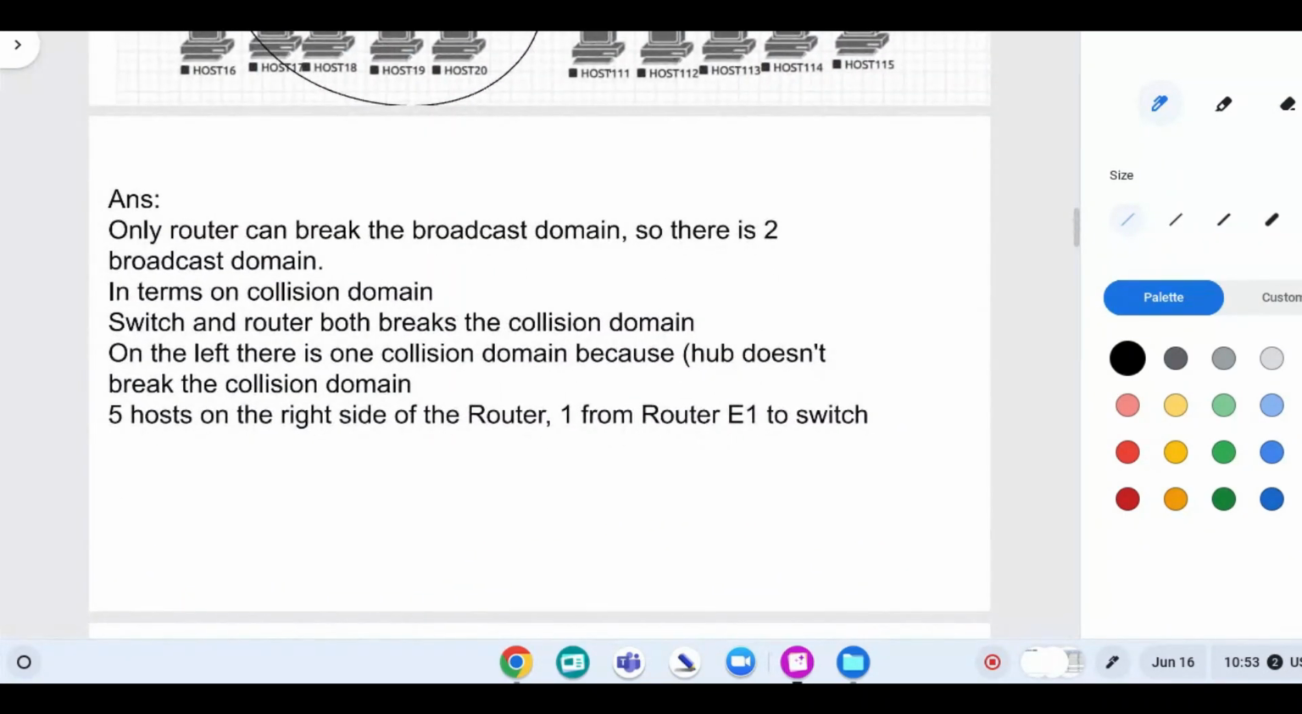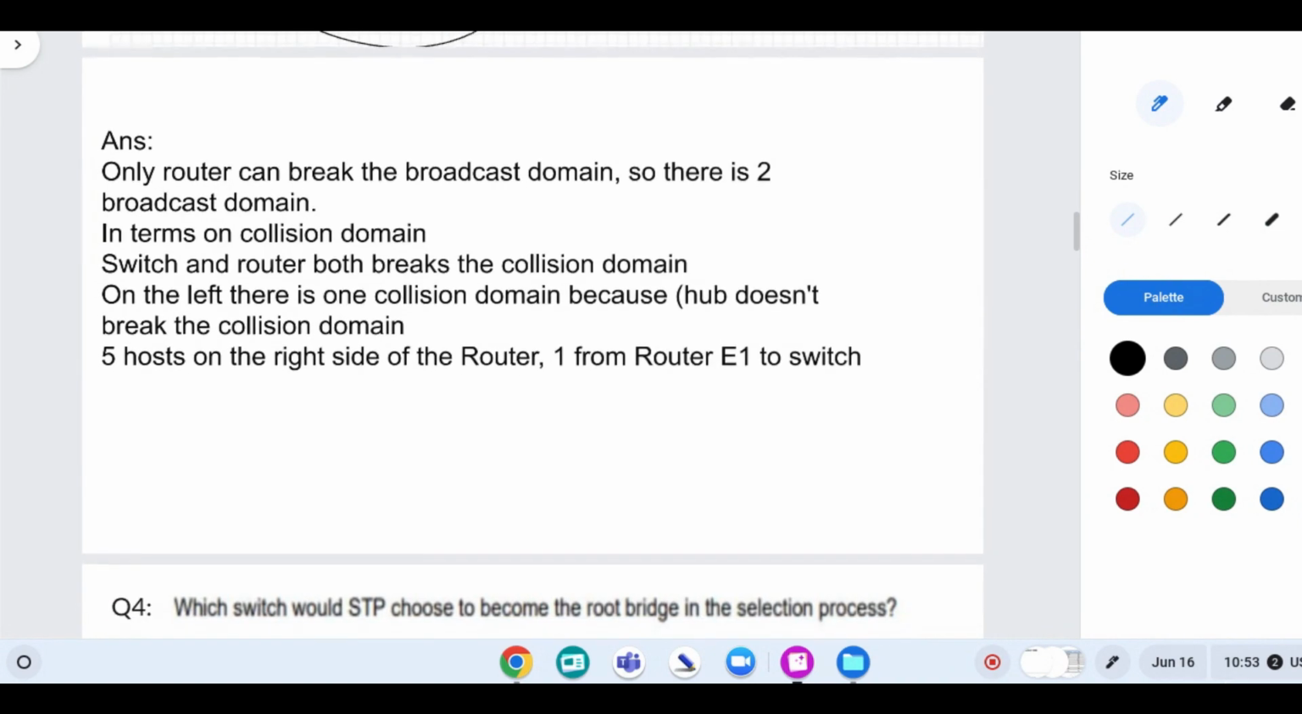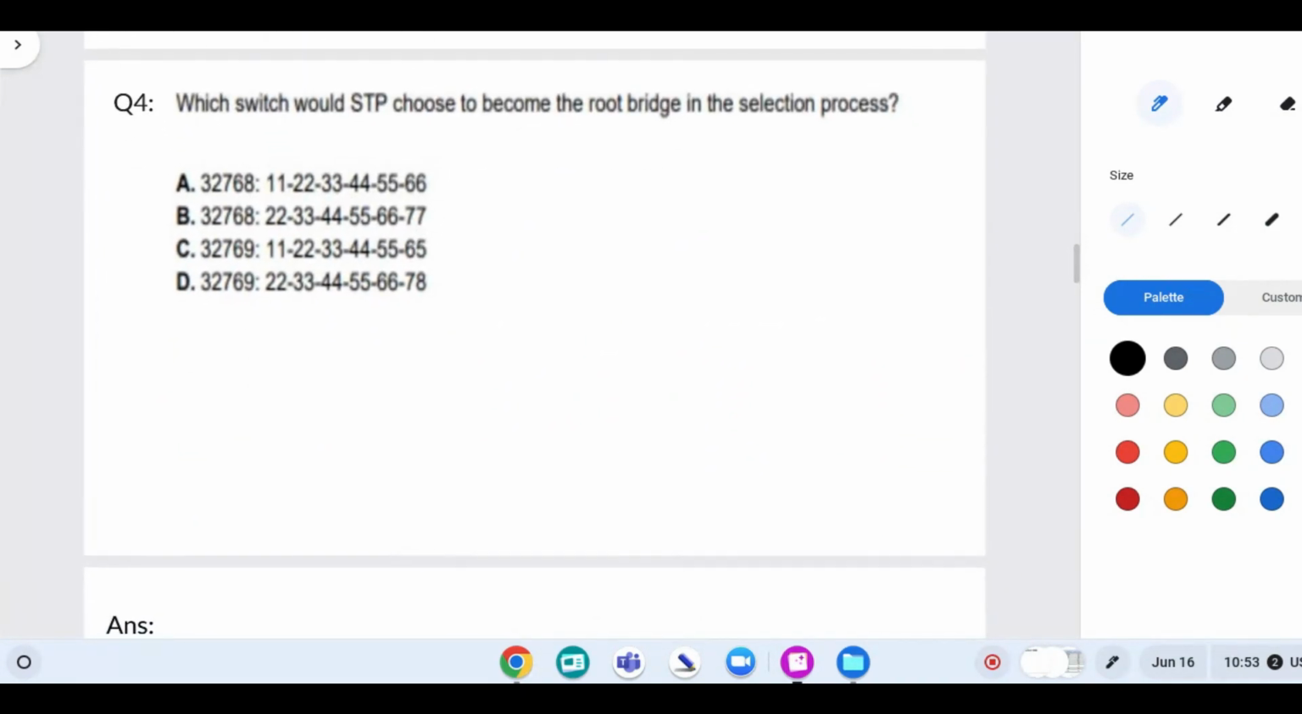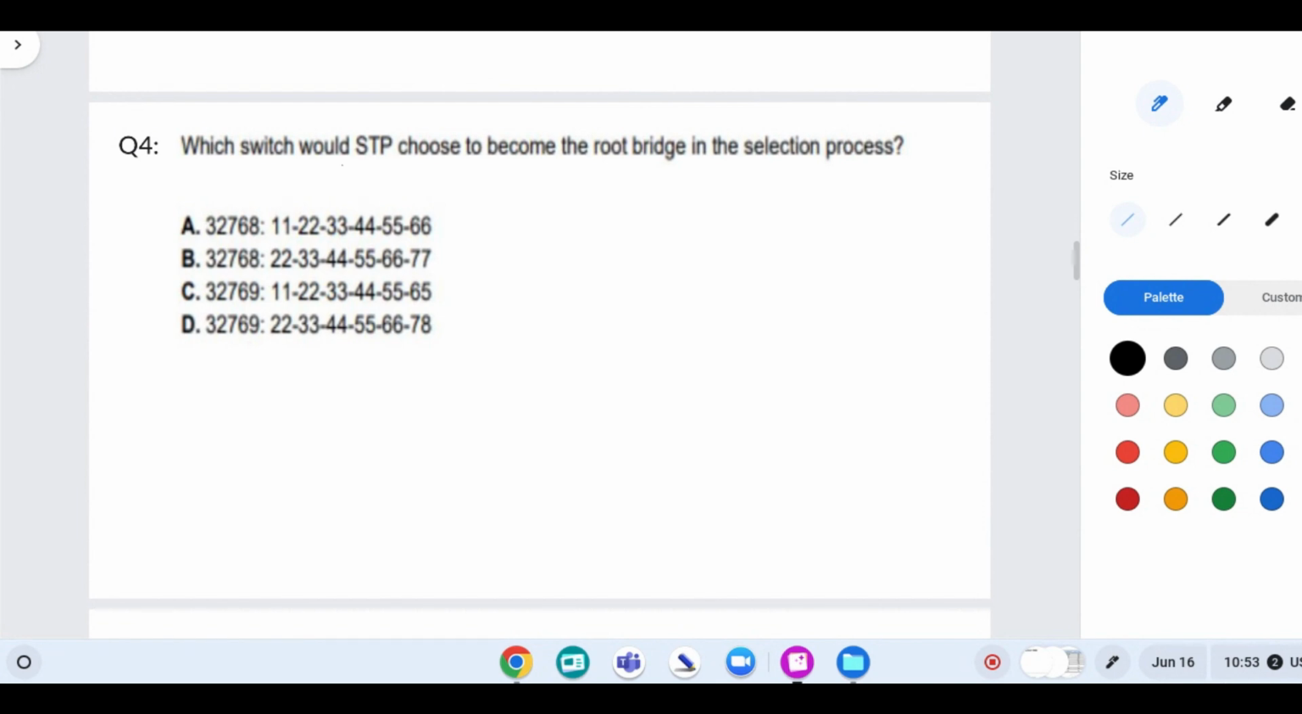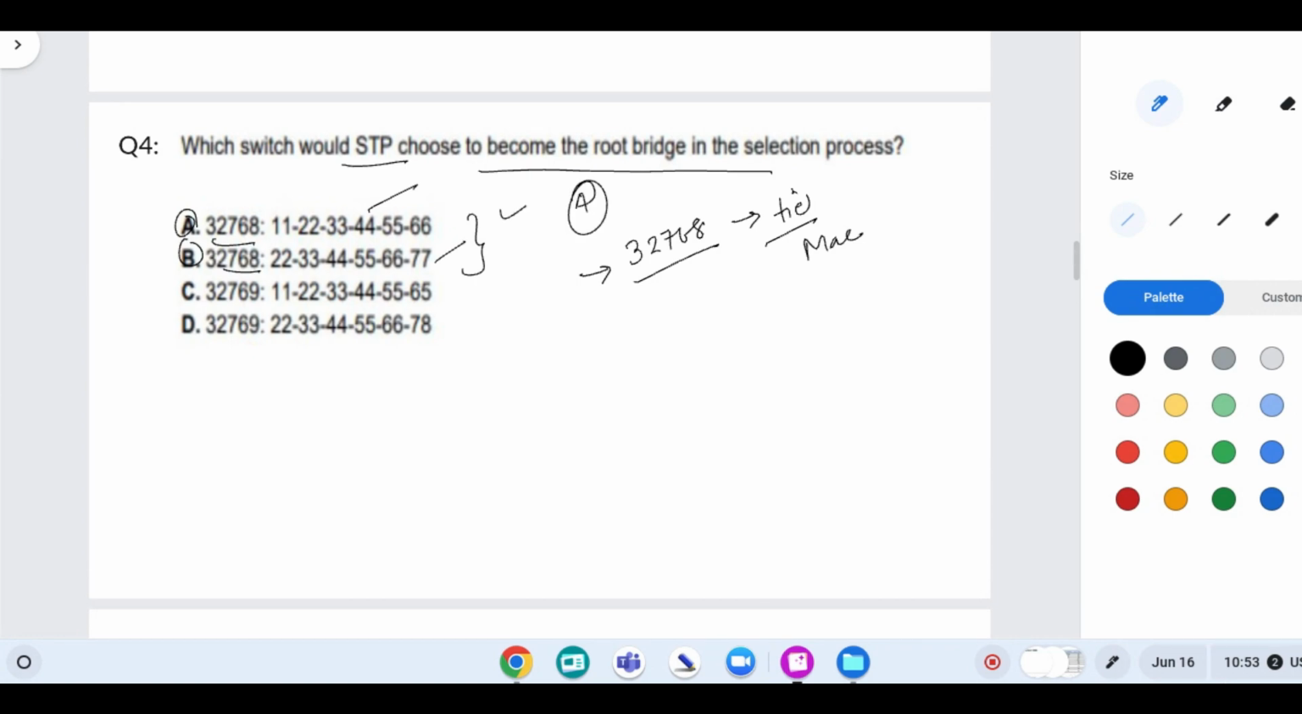Here I gave a little bit of theory so that you can check. The next question is, which switch in the STP can become a root switch? We already discussed that the default priority is 32768. If the priority is tied, then we have to check the MAC addresses. You'll see that A and B have the default priority. Now we're going to see the lowest MAC address. So this is the lowest MAC address, so A is the answer.